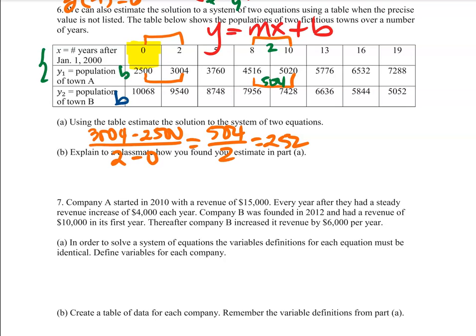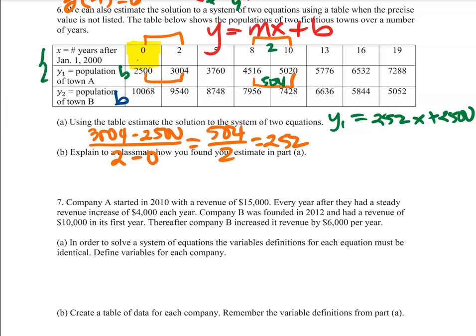So we can say that the equation for town A is, the slope is 252x, and your y-intercept, when x is 0, is 2500.